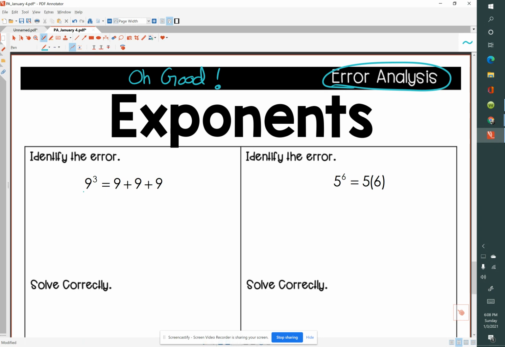So we have a base of 9 and an exponent of 3, 9 to the third power. And look what I see, 9 plus 9 plus 9. No, no, no. That's really 9 times 3. That's repeated addition. Exponents are not repeated addition. They are repeated multiplication. So let's write that down. Exponents are not repeated addition.